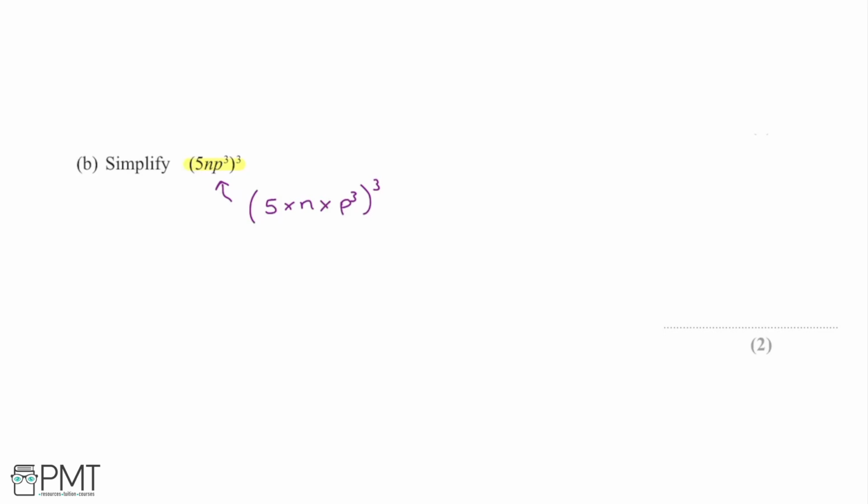So to cube this bracket, I basically have to cube each of the individual terms. So I'm going to raise each term to the power of 3. If I start with the 5, I can raise the 5 to the power of 3. So 5 to the power of 3, multiplied by n to the power of 3, multiplied by, finally, p to the power of 3 to the power of 3 again. So p to the power of 3 to the power of 3.